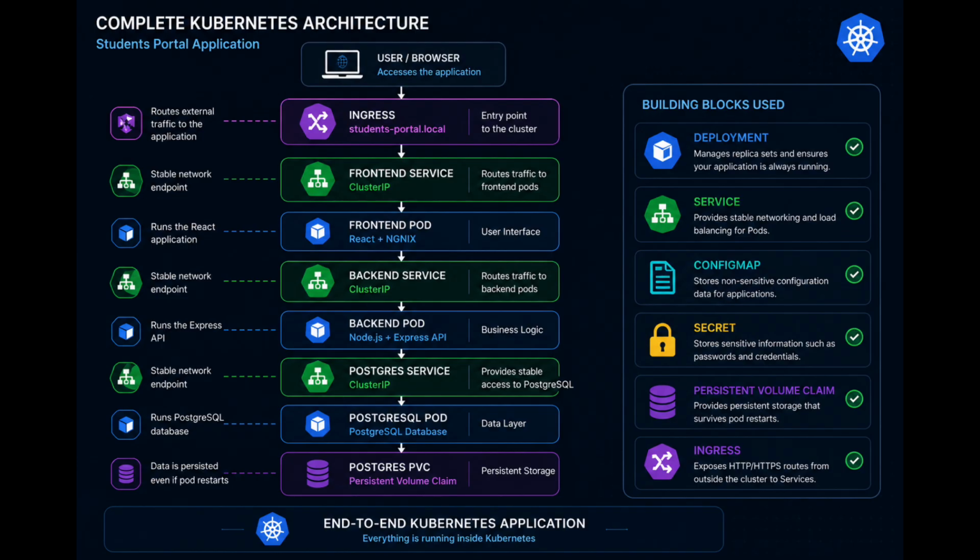This architecture includes the core Kubernetes building blocks used in real-world applications: deployments, services, ConfigMaps, secrets, persistent volumes, and Ingress. Everything is now running inside Kubernetes. Let's test the application and see it working end to end.